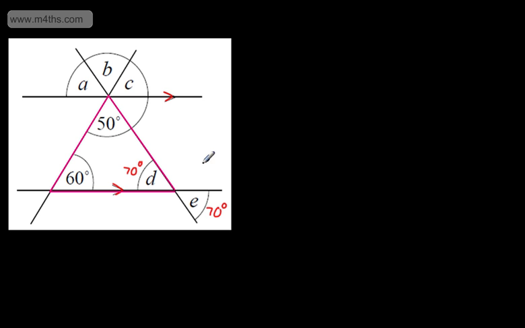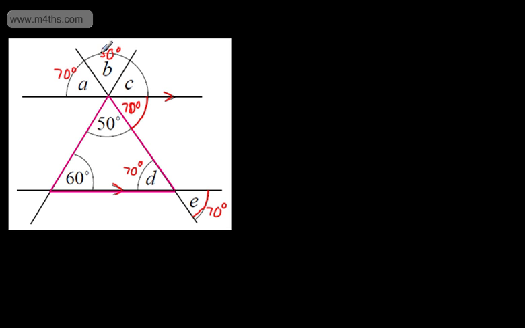At this stage, I've got lots of different choices. This is an opposite angle, and that is going to give me 50 degrees. Let's now look at this angle just here. I could use a number of different approaches. This angle with this one is going to be a corresponding angle, so we can say that this is 70 degrees. Opposite angles, 70 degrees.